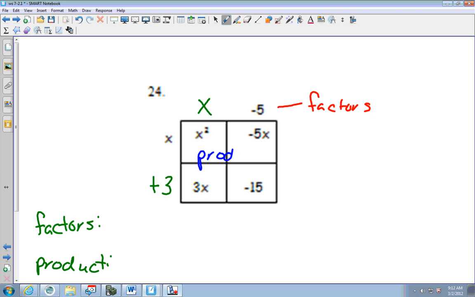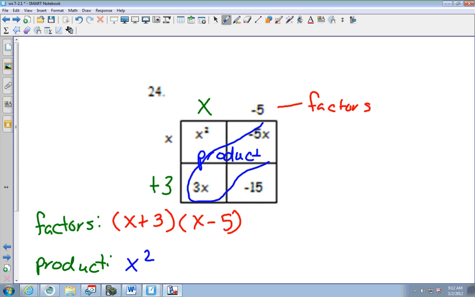Okay, so the factors are x plus 3, x times x minus 5. That's the factors. The product is what's inside. X squared. I've got to put these x's together. Negative 2x minus 15. There's your product, and there's your factors. Now, go to the next one.